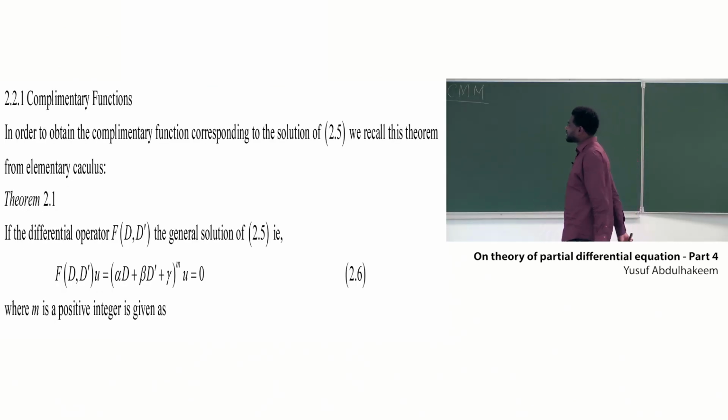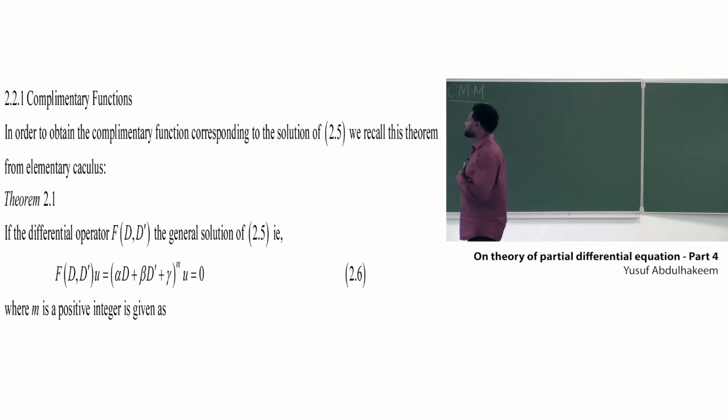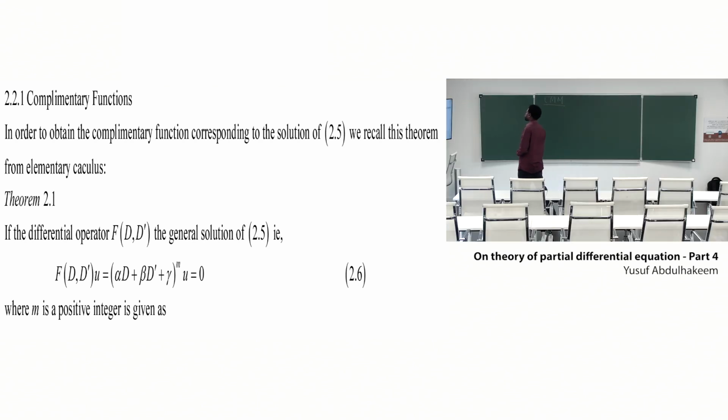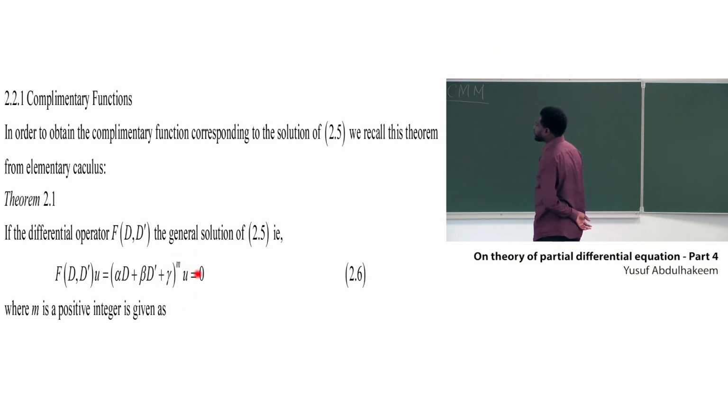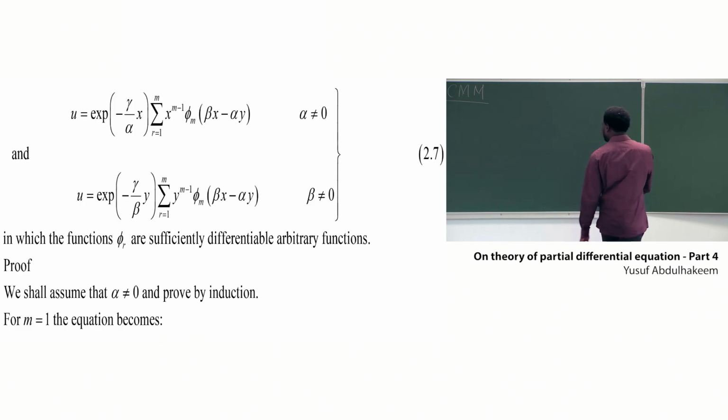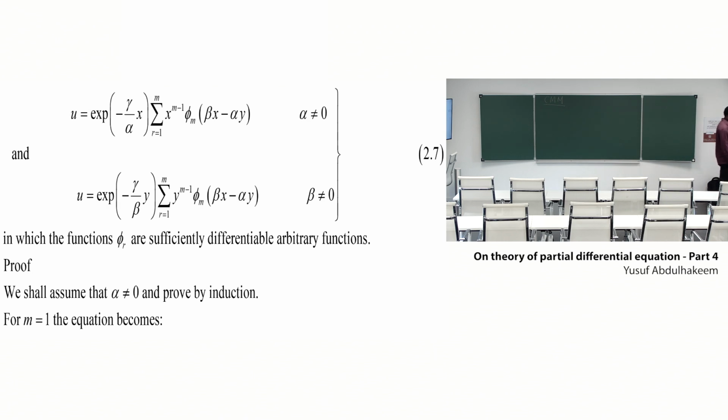Now let us look at the complementary function. In order to obtain the complementary function of the corresponding solution 2.5, we recall this theorem from elementary calculus, which states that if the differential operator f(D, D') is equal to (αD + βD' + γ) to the power of m, multiplied by the dependent function, and everything here is equal to 0, where m is a positive integer, then this gives us u equal to this in equation 2.7.